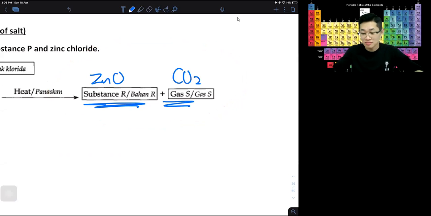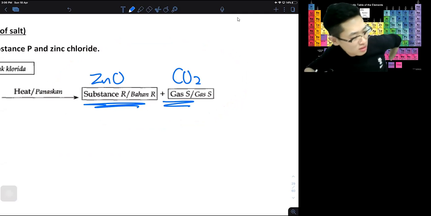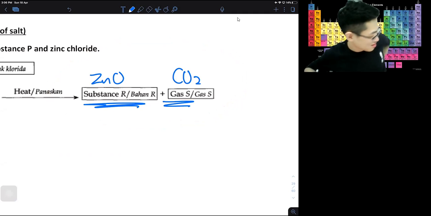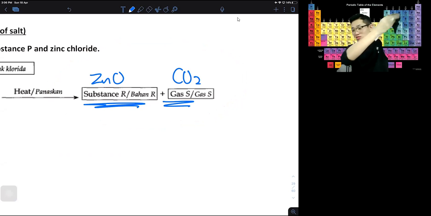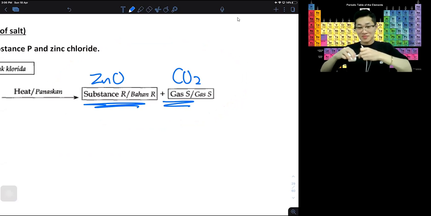What is the color? Wait, my iPad has no more battery. How? The cable is so short.